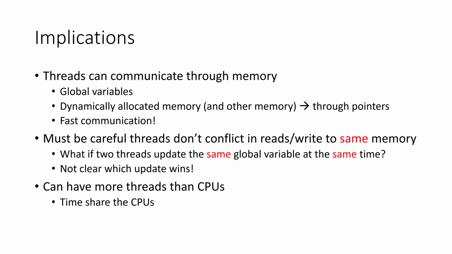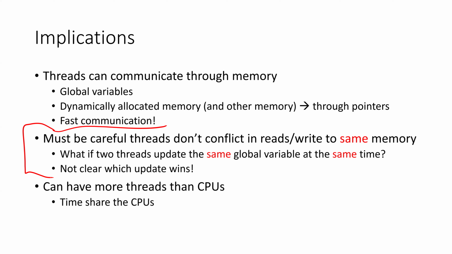So the good thing is we can have these threads communicate just by reading and writing memory, and that's fast. We get this fast communication through global variables and any variables that are shared. Both threads have a pointer to them. The bad is we have to be careful with this. We have to be really careful that two threads don't conflict in their reads and writes to the same memory.